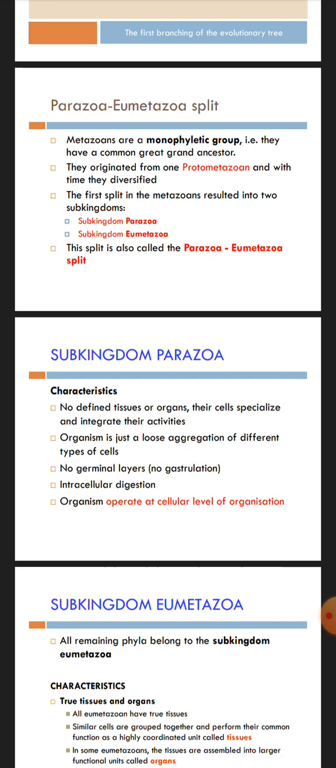Because the cells have integrated. Although they exist as cells, they've integrated. In other words, those cells in a sponge depend on other cells to live. If you separate that cell from the others, it is going to die. That's why we call them metazoa, or multicellular. Why? Because the cells have integrated. So the organism is just a loose aggregation of different types of cells.